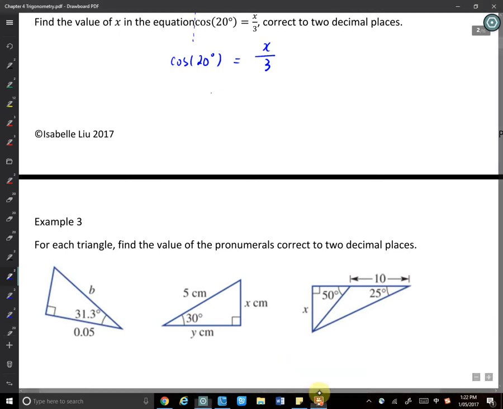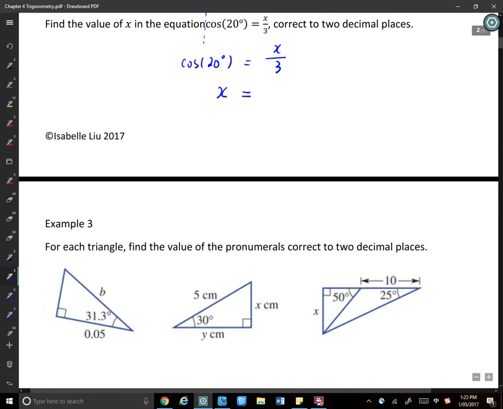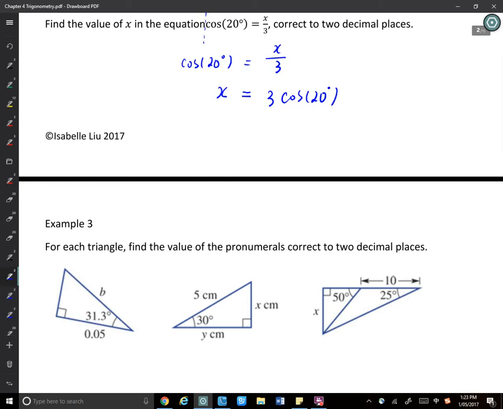I want to find what x is in an exact representation. So x equals 3 cosine 20 degrees. I want to find the expression first, and then put it all together to find a number and then round it. Otherwise, if you round it too early and you round it in several places during your calculation, then you will reduce your accuracy.